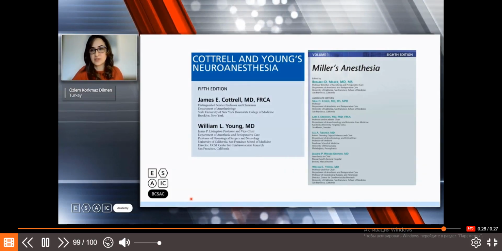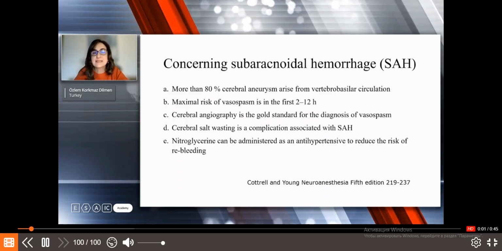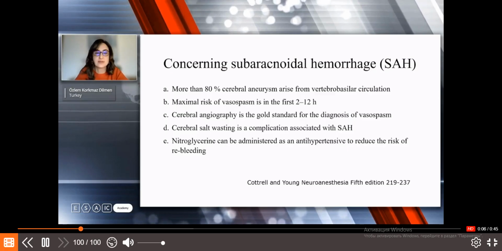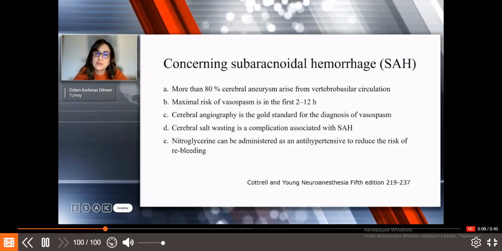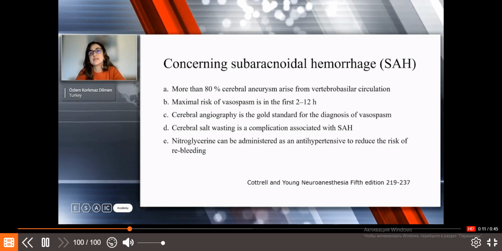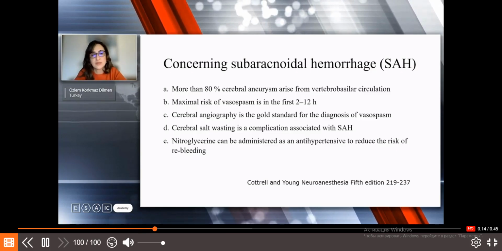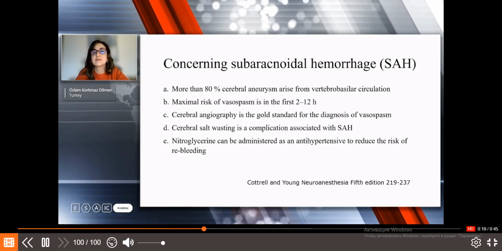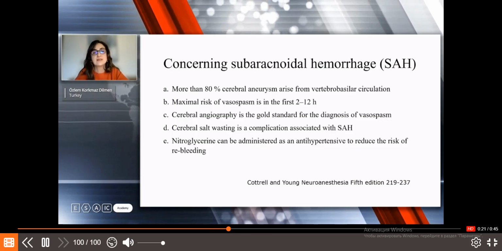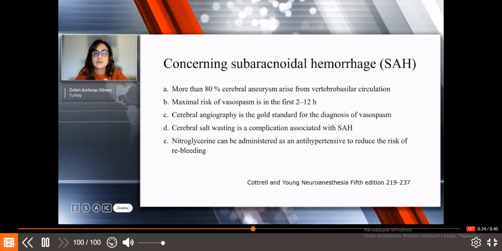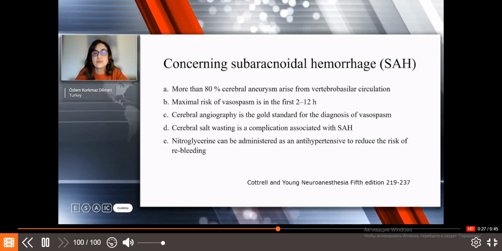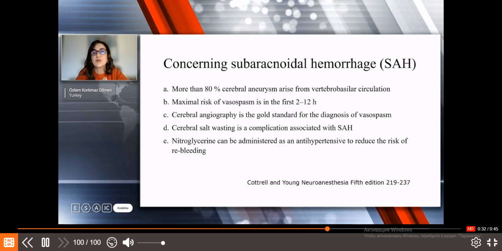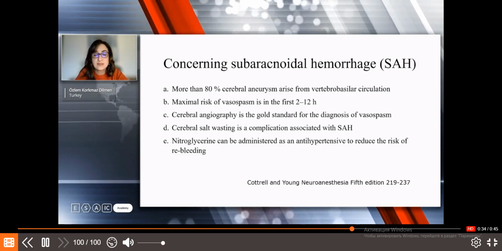My dear colleagues, this is an example about a part 1 exam question concerning subarachnoid hemorrhage. Option A, more than 80% of cerebral aneurysms arise from the cerebrovascular circulation. Option B, maximal risk of vasospasm is in the first 2 to 12 hours. Option C, cerebral angiography is the gold standard for the diagnosis of vasospasm. Option D, cerebral salt wasting is a complication associated with subarachnoid hemorrhage.